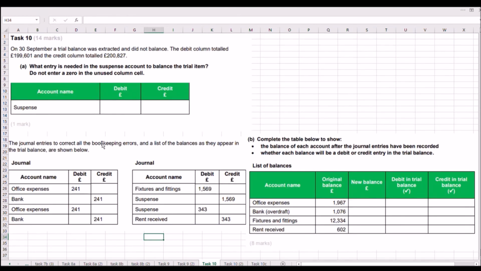So this is a suspense account, sort of tier account question, really. You've got an amount here, some trial balance here, not balancing, so what's the suspense value? And then post these journals in here. Here's the original trial balance, come up with the new balances, whether they're debits and credits. Should take you about 5 minutes for this one, so we'll come back in 5 minutes.